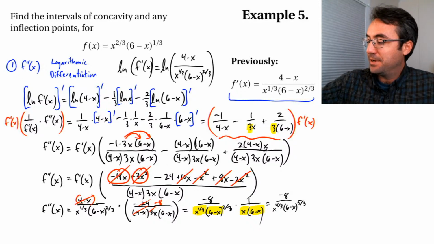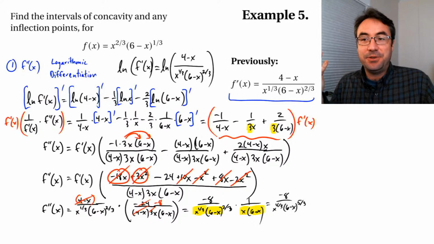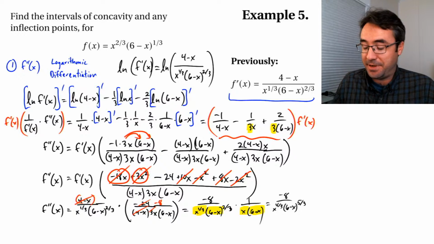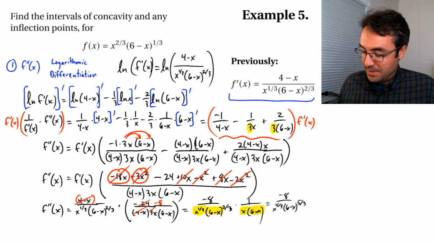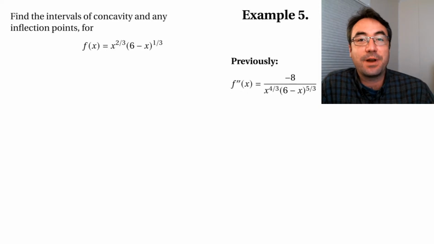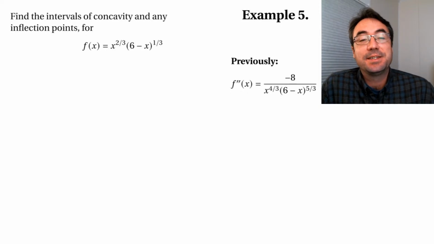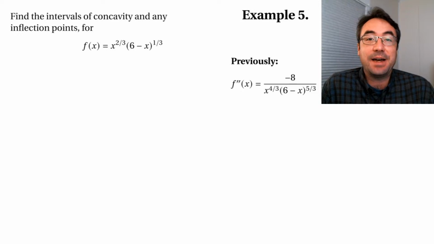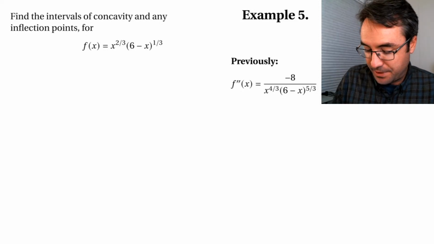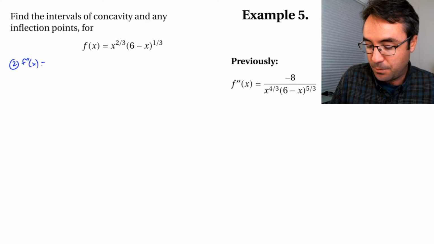All right, so now let's use that second derivative to figure out the intervals of concavity. All right, so we have our second derivative. We found it was -8 over x to the 4/3 times 6 minus x to the 5/3. And what we need to do is figure out where this second derivative is equal to 0 and where it is undefined.